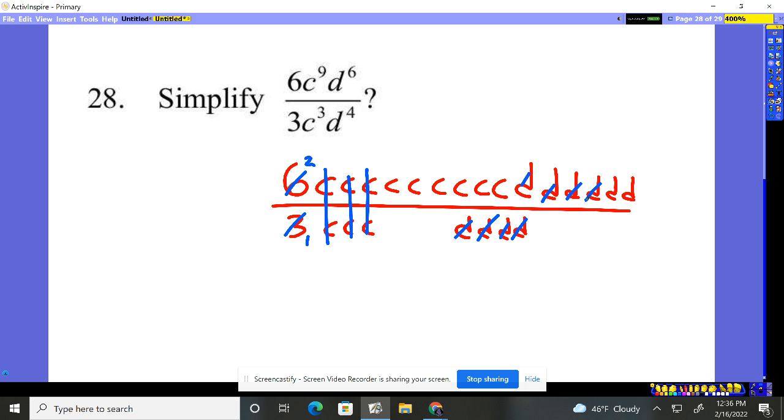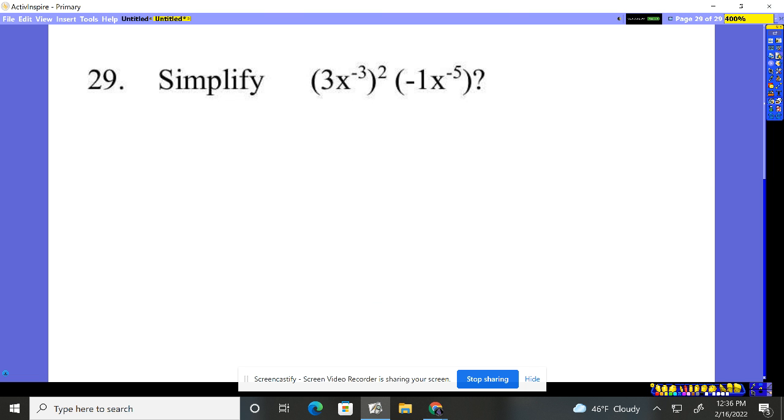What are we left with? Well, you're only left with the number 1 in the bottom. Anything divided by 1 is itself. So it's just whatever's left up top. I got the number 2. How many c's do you have? 1, 2, 3, 4, 5, 6. C to the 6. How many d's? D to the second. That's what we're left with. There's the answer. 29.